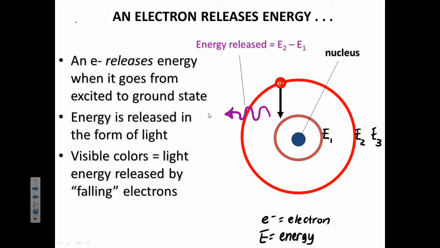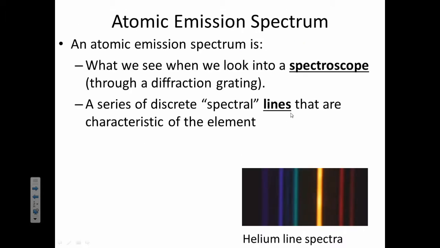So the energy that's released is the difference between energy shell number 2 and energy shell number 1. And since every element is unique, based on those photons that are being released, we can tell what element we're looking at. So this set of bands or lines is actually referred to as an atomic emission spectrum. And that's what we see again when we're looking through that diffraction grating in the spectroscope.